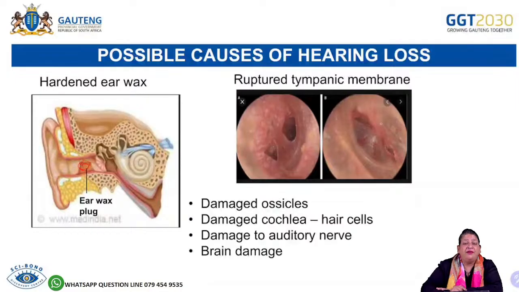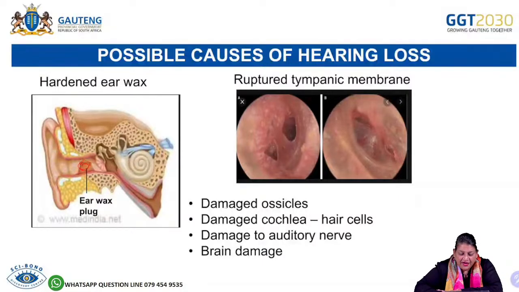So it won't be vibrating fully because it's got a hole, and therefore less vibrations will go to the ossicles, and less vibrations will eventually go to the organ of Corti in the cochlea, and very little or no nerve impulse will be created to go to the cerebellum, to the cerebrum.